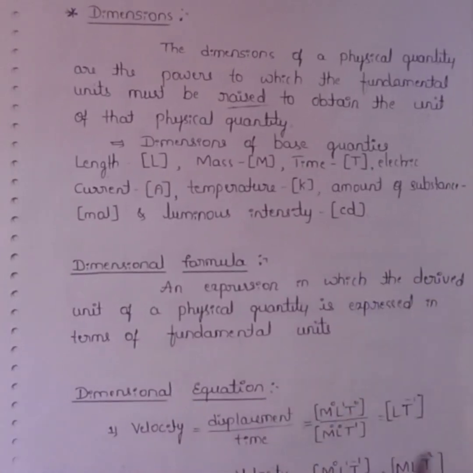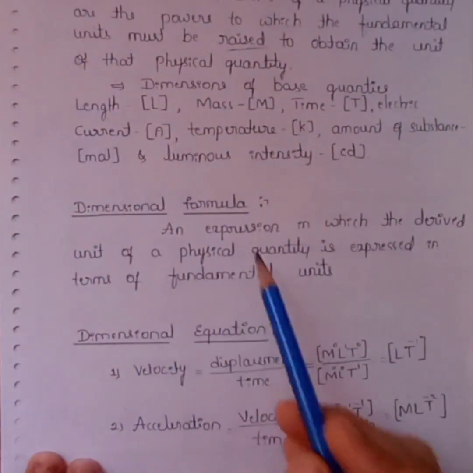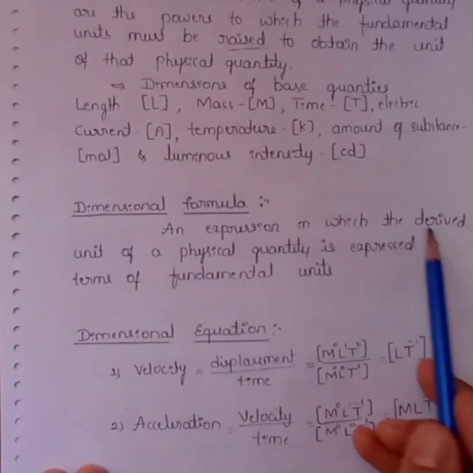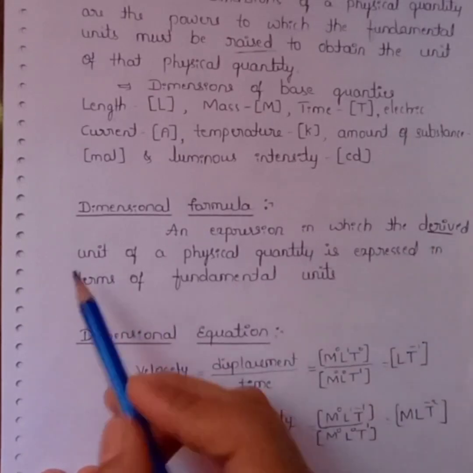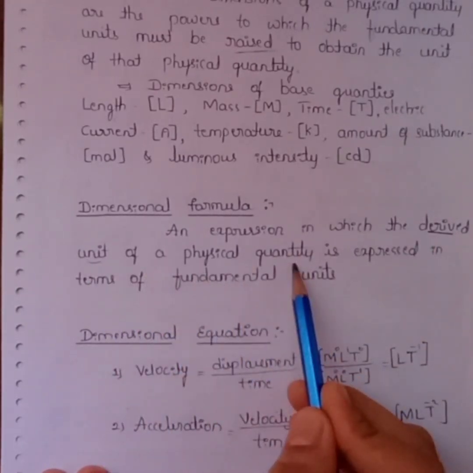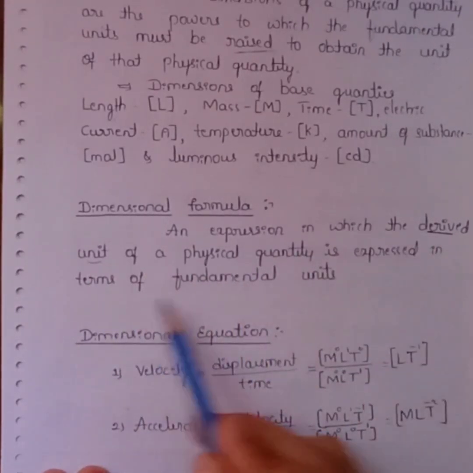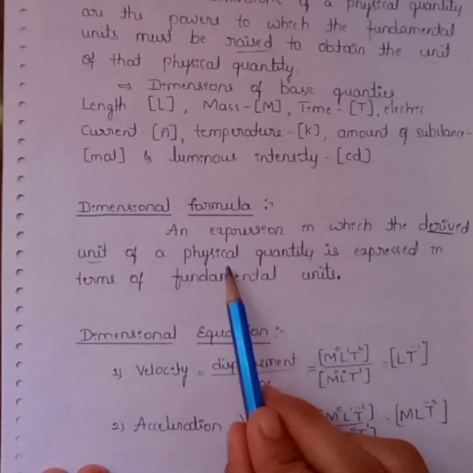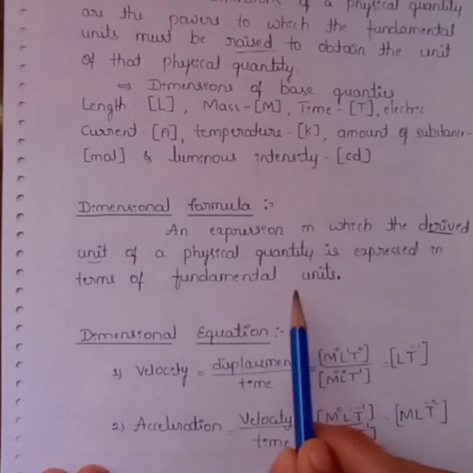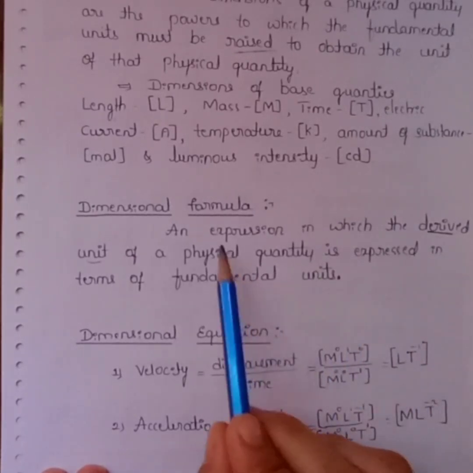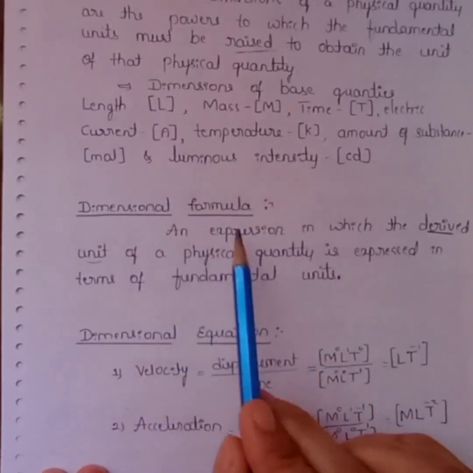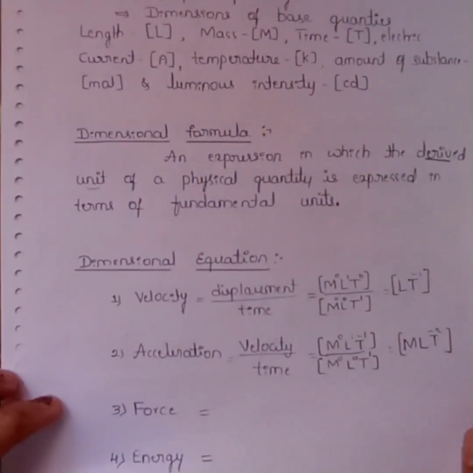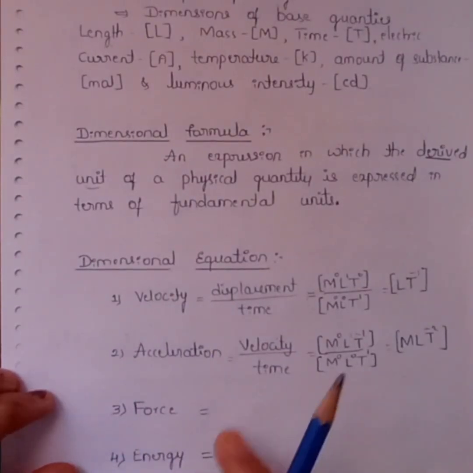Next topic is dimensional formula. An expression in which the derived unit of a physical quantity is expressed in terms of fundamental units. Expressing derived units in terms of fundamental units, we call it a dimensional formula. So next topic it is dimensional equation. This one is very important while writing the units.